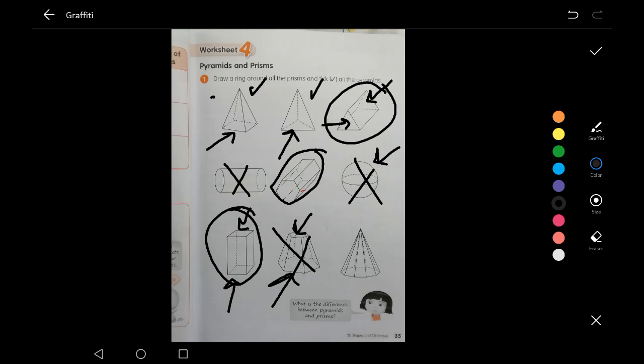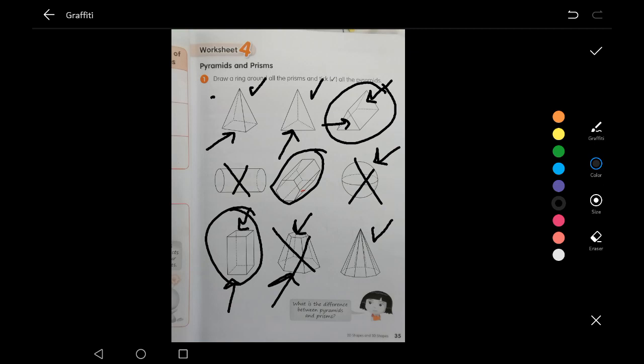Here in the last shape, how many bases does it have? It has one base. And this base has 1, 2, 3, 4, 5, 6, 7, 8, 9, 10 sides. It has 10 sides, so it is a decagon. It has a decagonal base. And how many bases? Only one. And all of the other faces are triangles. So what do we call this shape? It is a pyramid. It is a decagonal pyramid. So we just put a tick on it.